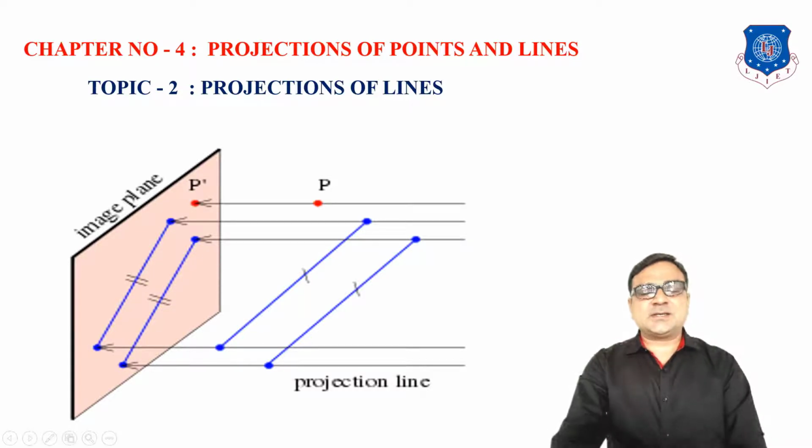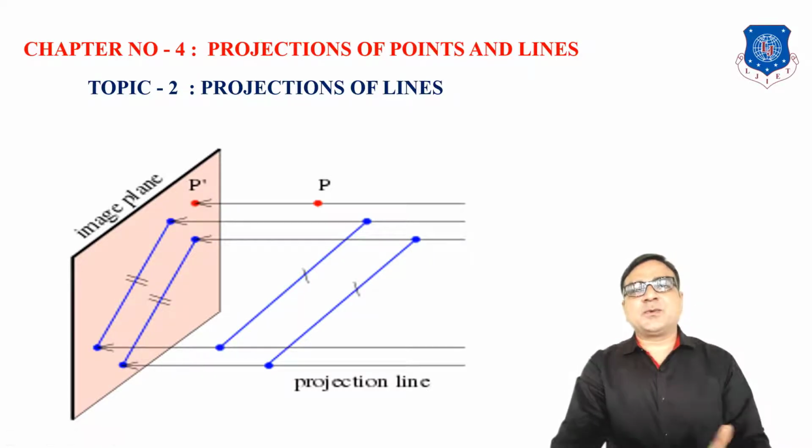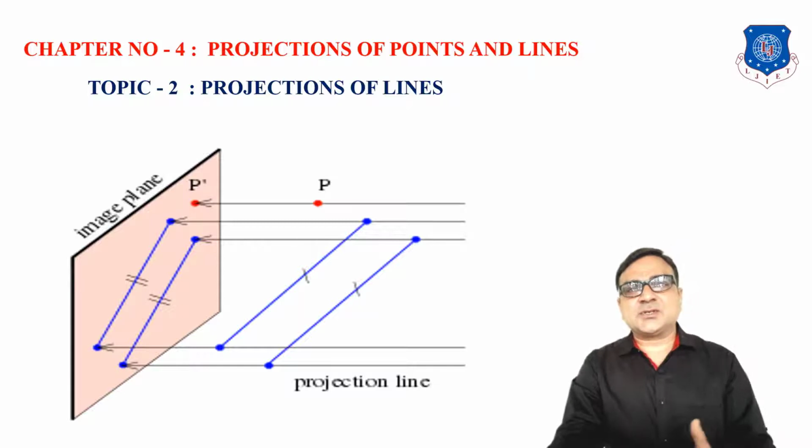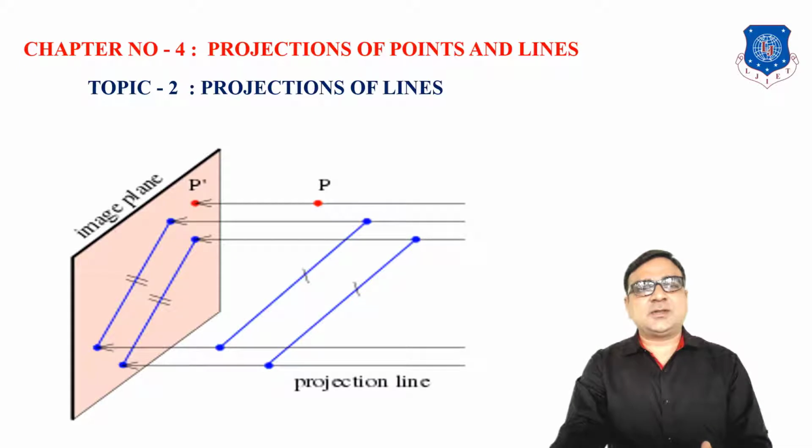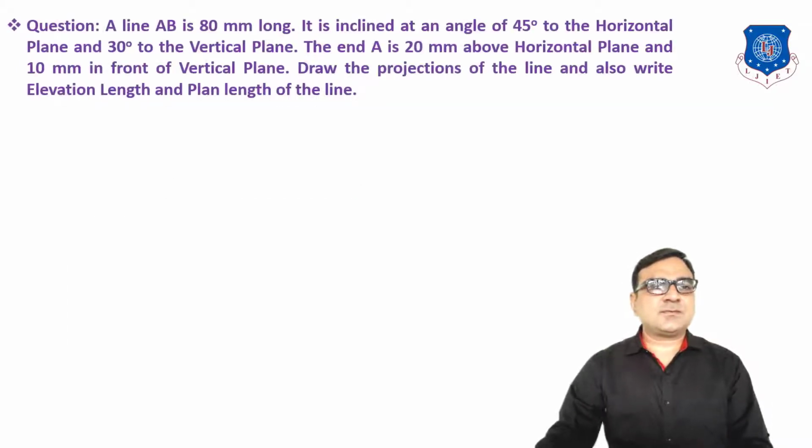In the last lecture we discussed a number of cases of the line with reference to HP and VP, and how its projections fall on the vertical plane and horizontal plane. Today we will take some drawings with numerical values.